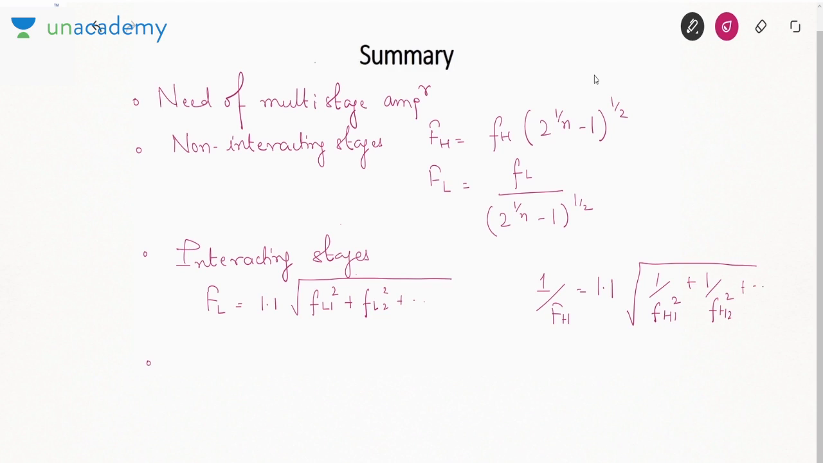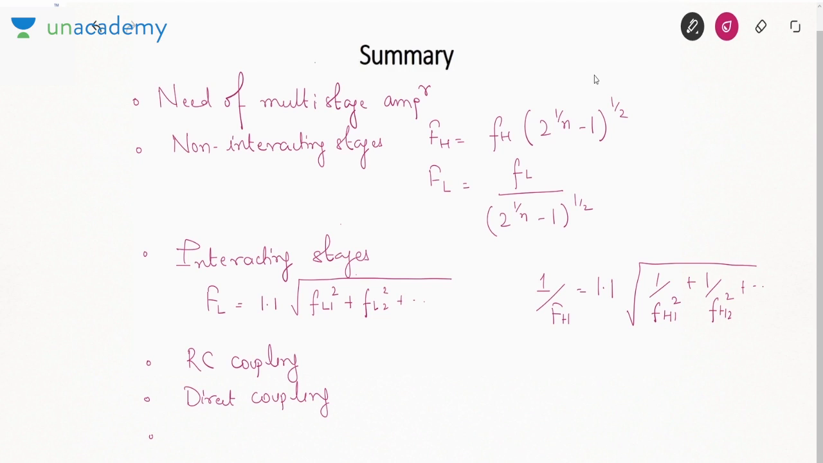Then last we saw there are three methods of coupling: RC coupling, but here low frequency response is poor due to the coupling capacitor. Direct coupling, low frequency response is good but Q point is unstable.